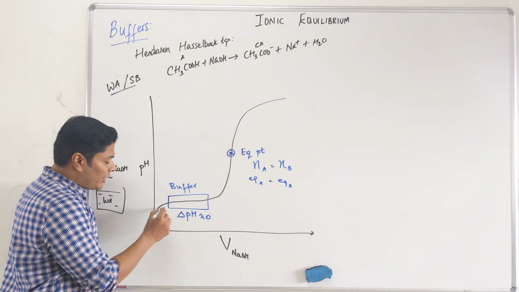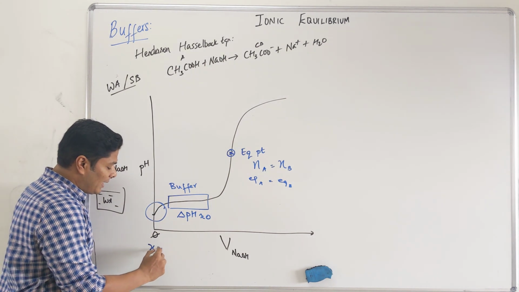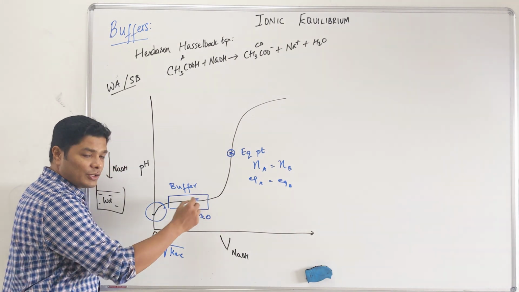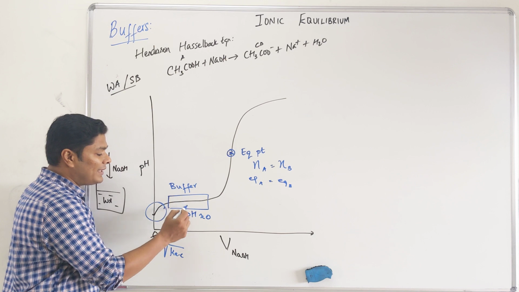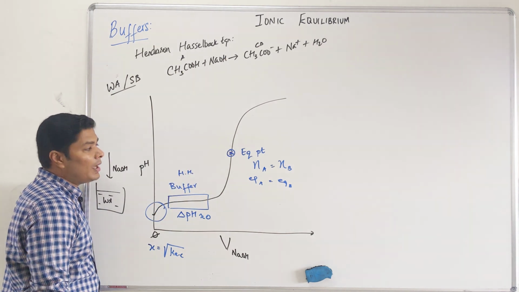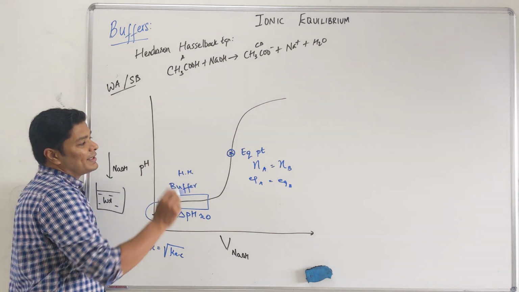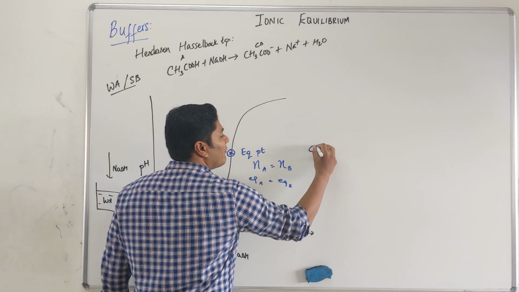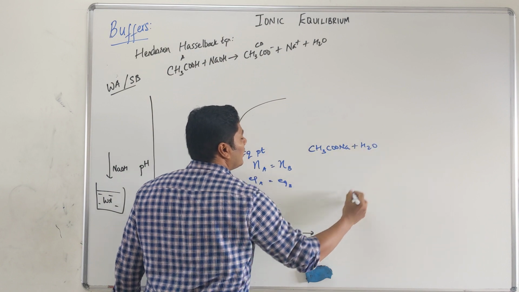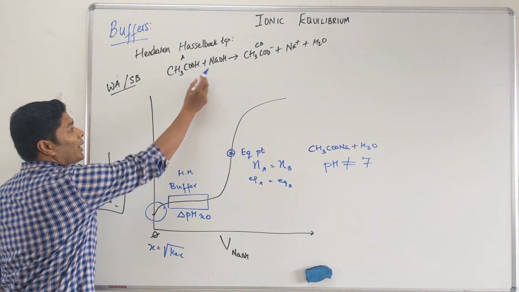So at this point, to calculate pH, you can calculate x equals square root of Ka times C. You can use that everywhere, but when you have a buffer, it's easier to use the Henderson-Hasselbalch equation. At the equivalence point, what do you have? Sodium acetate plus water. pH is not equal to 7 because it's not a strong acid, strong base titration.